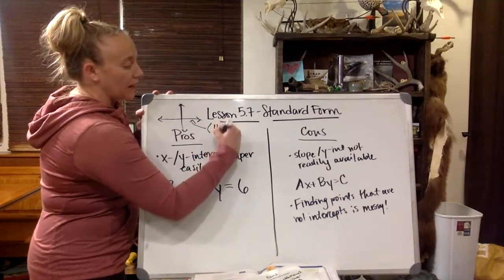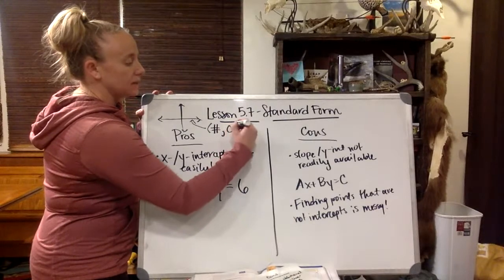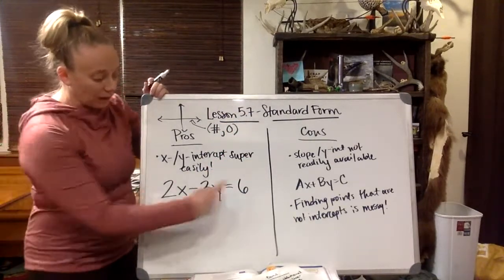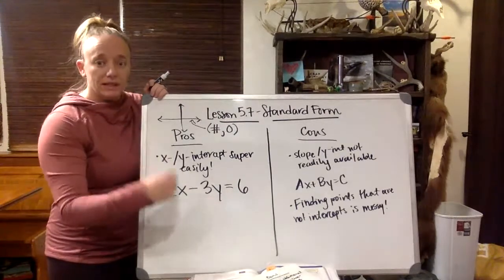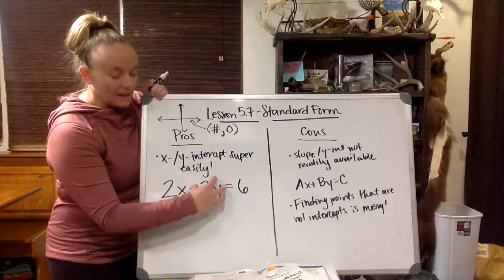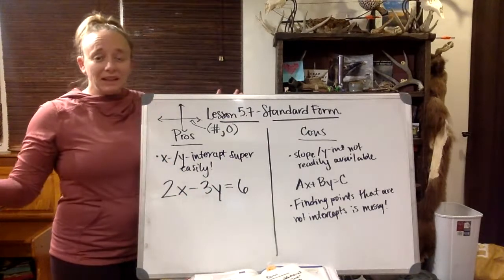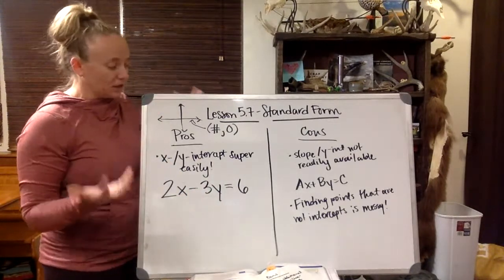So that means I need a number, comma, 0. So that means my y is 0. So if that's the case, if I look at this equation and I put 0 in for y, that makes this entire term right here completely void.